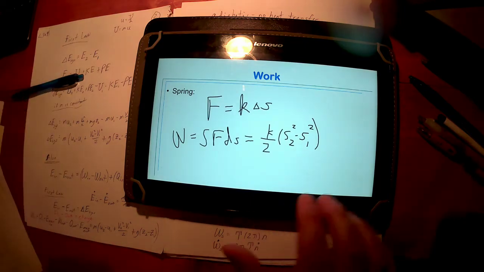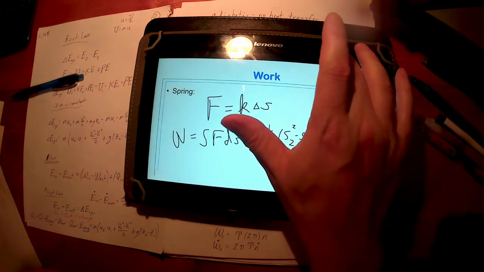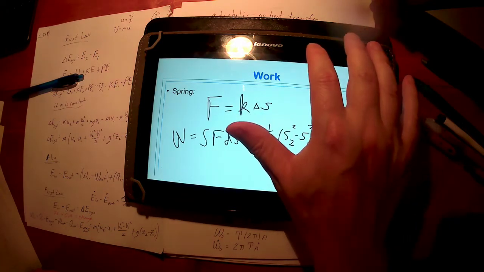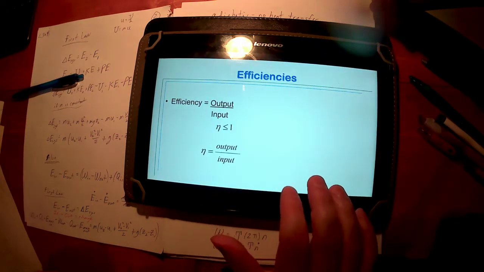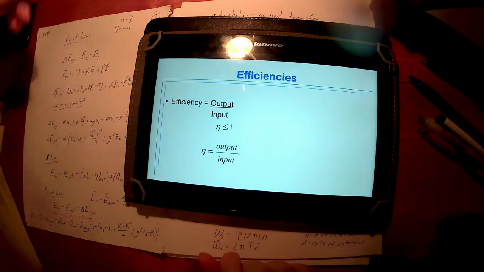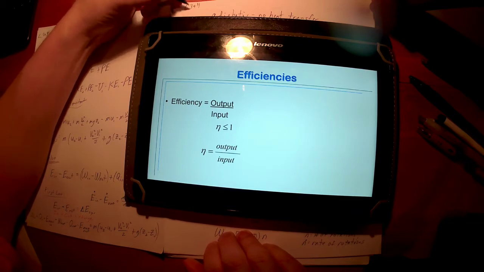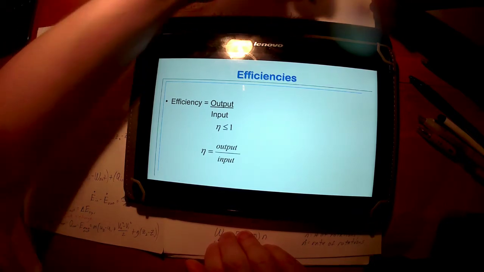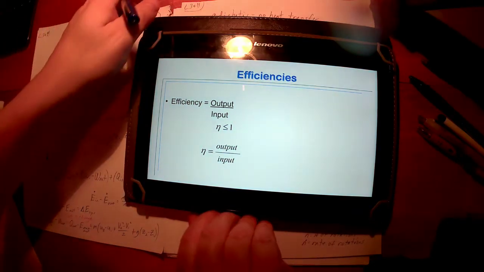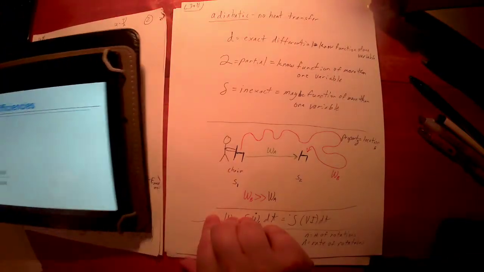Okay. What else we got here? Yeah, let's talk about efficiencies. So this is lecture 3 and 4. This appears to be page number 3. Let's talk about efficiency.